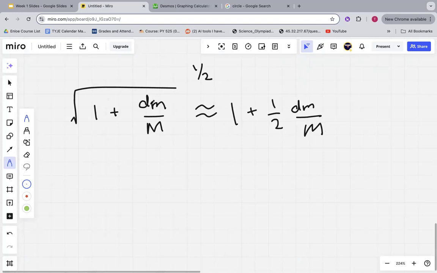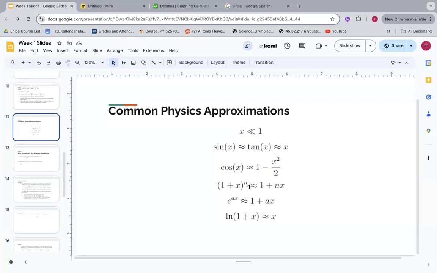Now, why can I do this? It's because dm over m, I know that dm is our differential, right? So it's incredibly small. So this entire thing is really, really small. And since it's small, I'm allowed to use this approximation here.